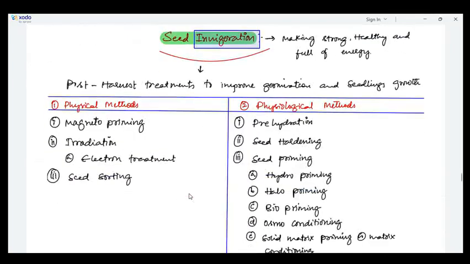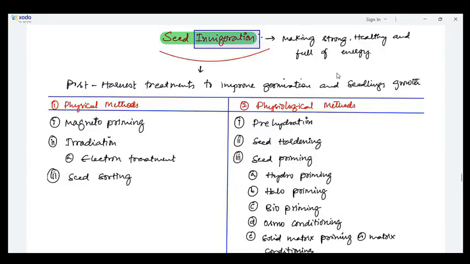Next, I told you about seed invigoration. So what do we mean by invigoration? Invigoration is nothing but making healthy seeds strong and full of energy. These are certain post-harvest treatments to improve germination and seedling growth.